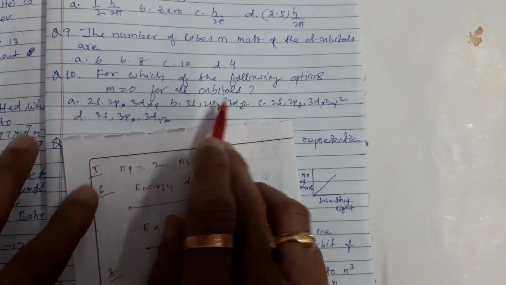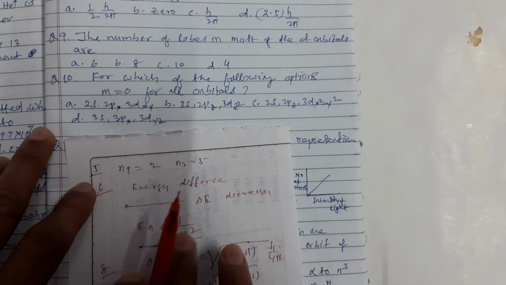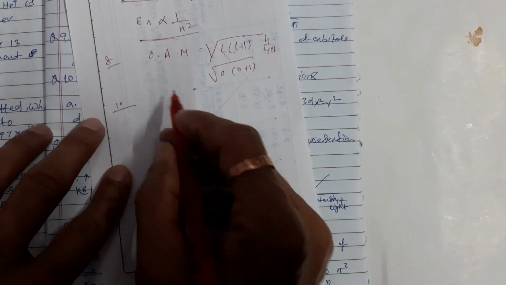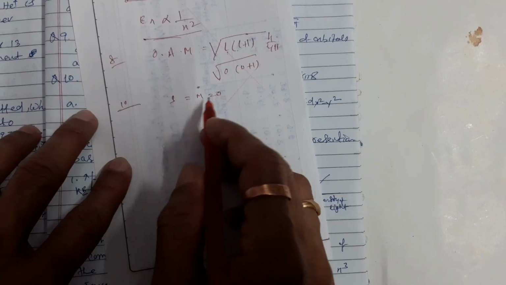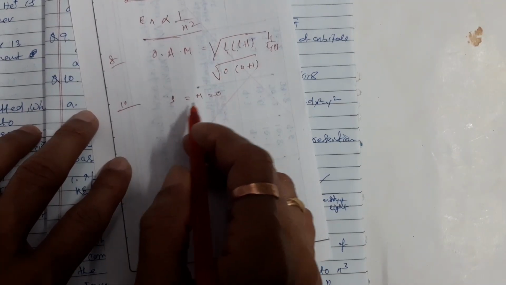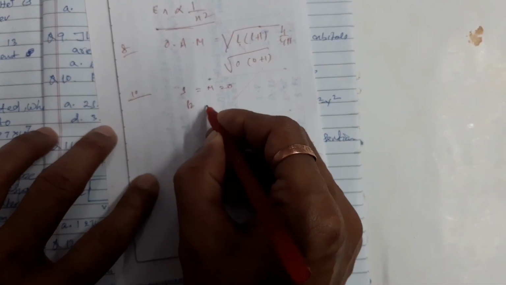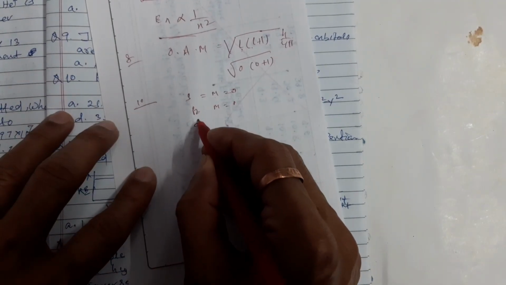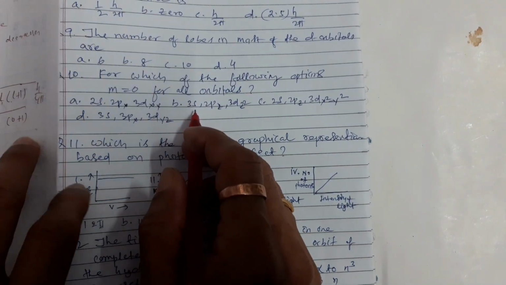For which of the following options is m equal to 0, the magnetic quantum number, for all orbitals? Considering question number 10, for an s orbital, the m value is 0. Whatever s orbital it may be, 2s, 4s, the m value is 0. Then for the pz orbital, the m value is 0. Similarly, for the dz square orbital, the m value is 0. So choice B is the correct answer.